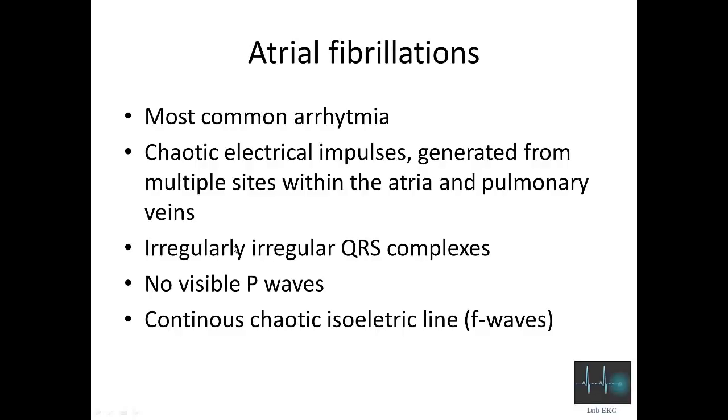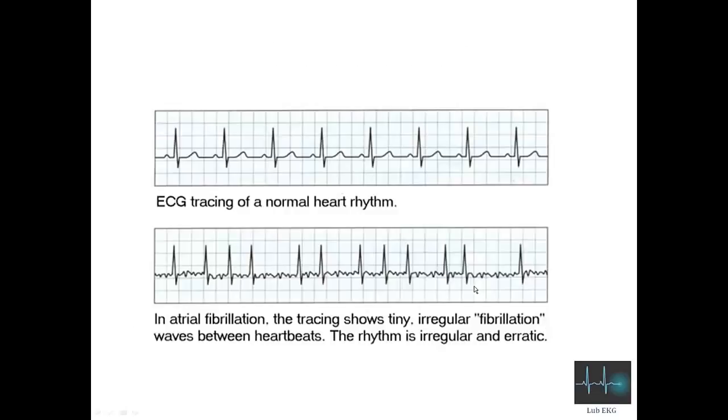It is the hallmark of atrial fibrillation, its irregularity between the QRS complexes. You have no visible P waves. Even though you think you might see P waves, they're not P waves. They are chaotic waves that we call F waves, or fibrillation waves. Okay, so you see a normal ECG on the top here, and then you see atrial fibrillation here.